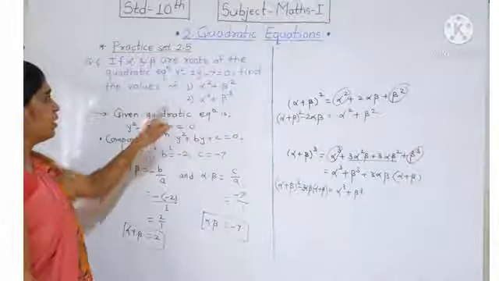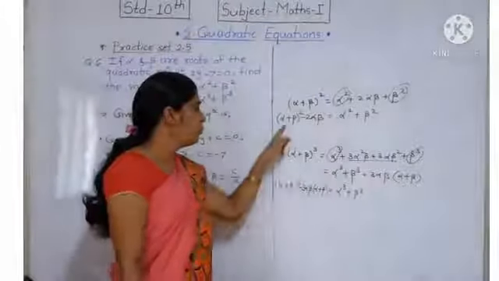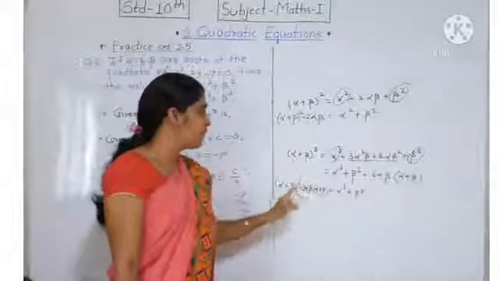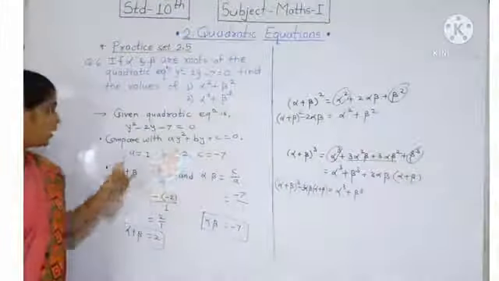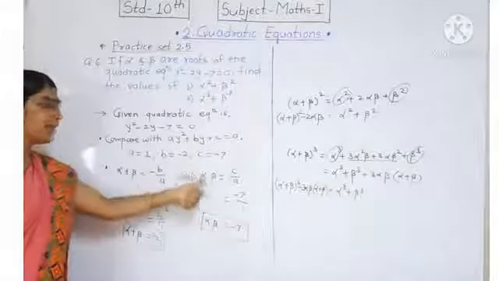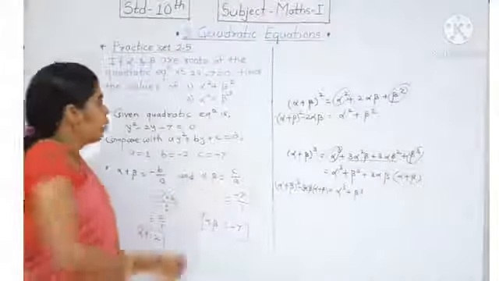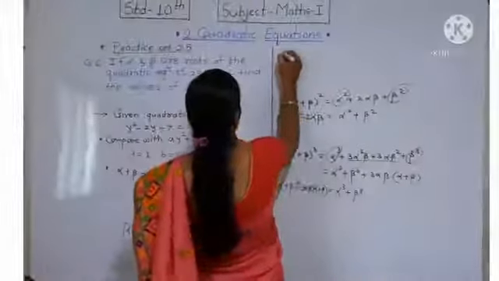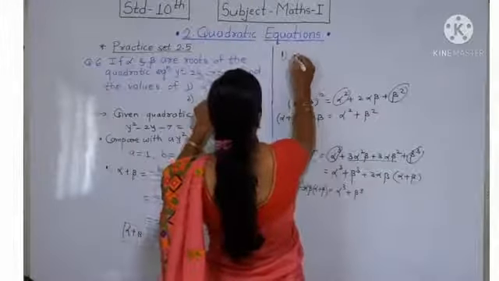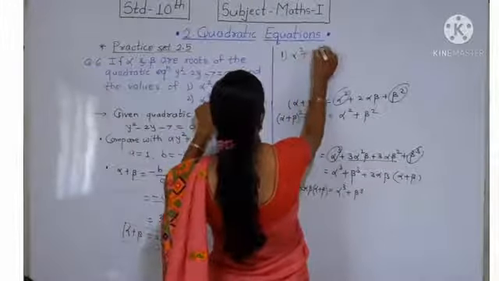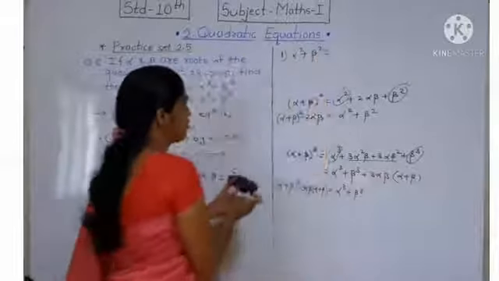Okay. For finding this formula, we want alpha plus beta and alpha into beta. So first by comparing, calculate a, b, c, and then you calculate alpha plus beta and alpha into beta. Now, first term. What is the first term? Alpha square plus beta square. What is the formula for alpha square plus beta square?